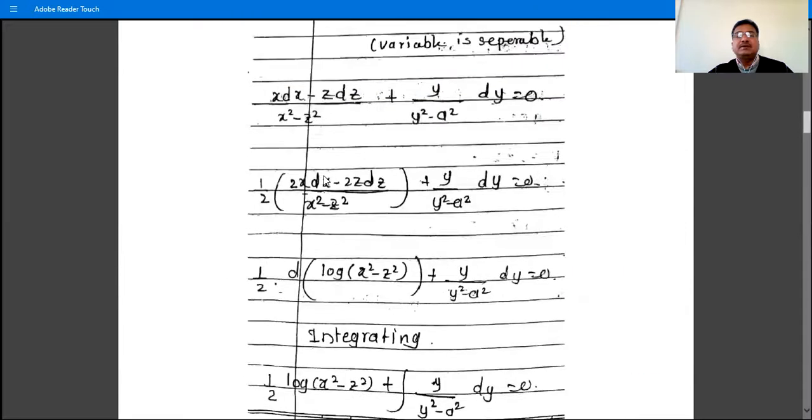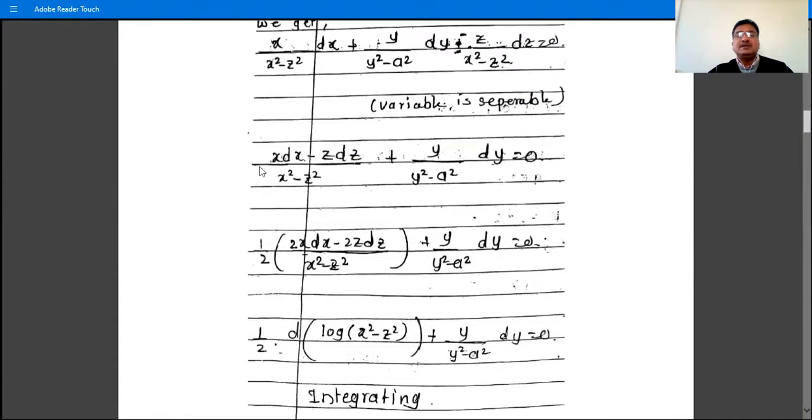So in this example, the function is x dx minus z dz divided by x square minus z square. So apply that trick, or adjust the derivative of the denominator in the numerator and use the rule of integration, that is, the integration of f dash x divided by f x dx is log f x. So what is the derivative of x square minus z square? It is 2x dx minus 2z dz.